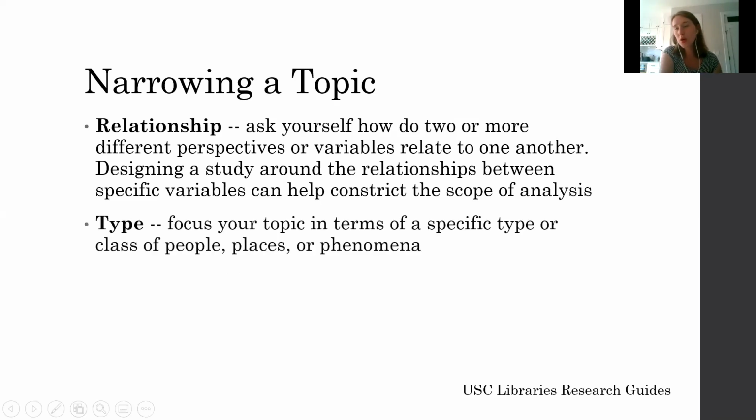Type, very similar to what I was talking about before with components. So thinking about different classes of people: age groups, race, gender, country of origin, linguistic background. There's any number of different populations that you could possibly look at. Same thing with places. Are you looking at a whole country? Are you looking at a region? Are you looking at just a city? Are you looking at one neighborhood? Thinking about that. And then phenomena, exactly what it sounds like. Are we looking only at storms? Are we looking at, that kind of thing? So really trying to narrow down what type.